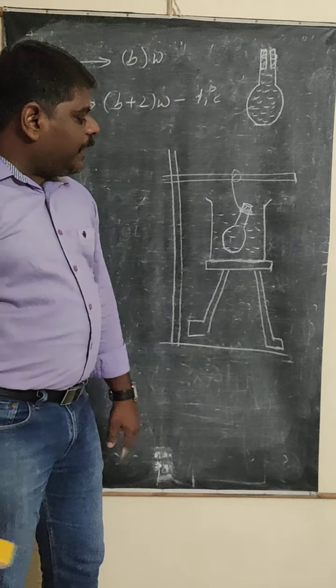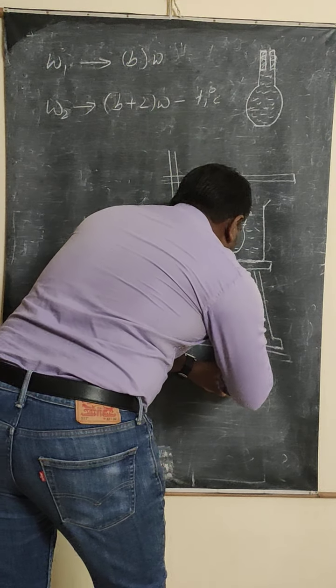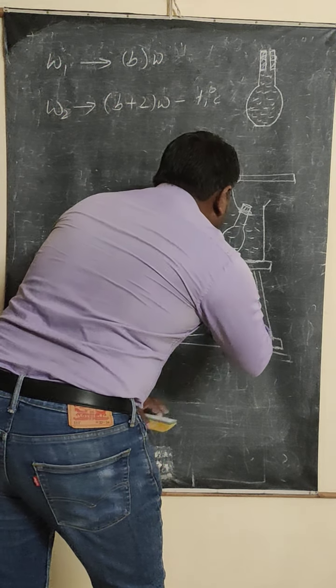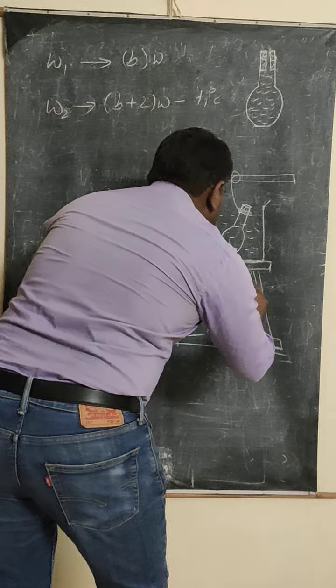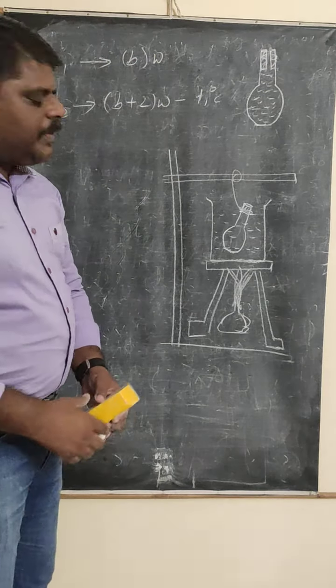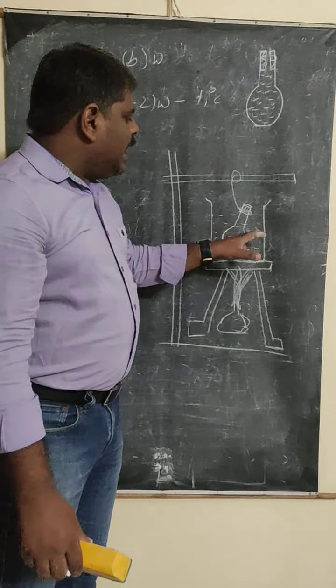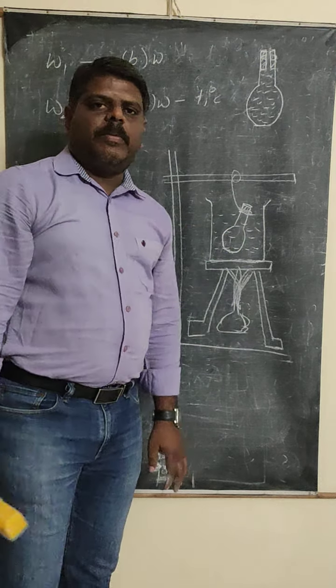Okay, so this type of arrangement we are doing. After that, I am going to take a stove, and we have started heating it. When you start heating it, what happens? First the water will take the temperature, and the heat energy will be given to the specific gravity bottle.